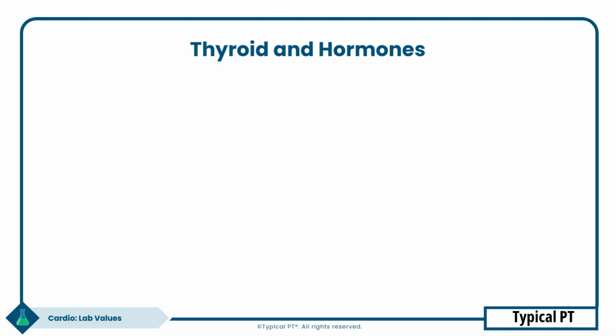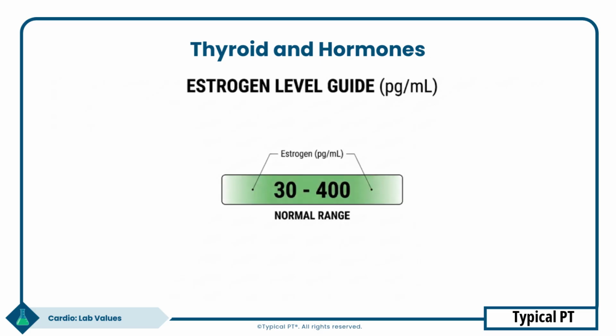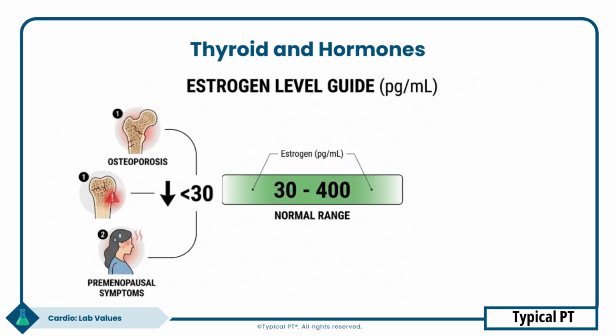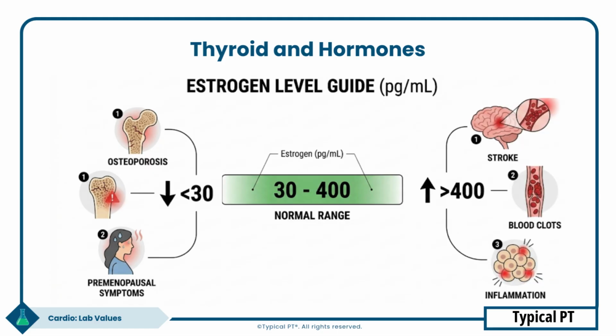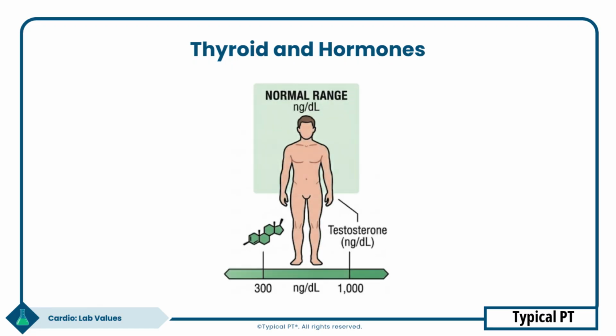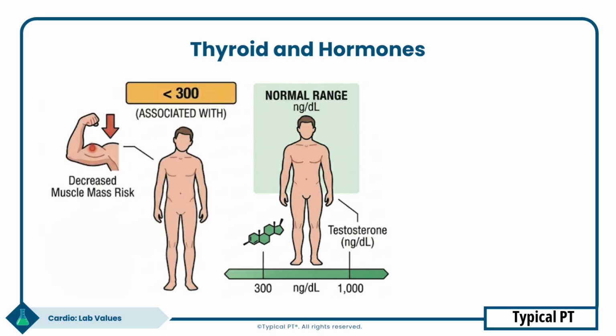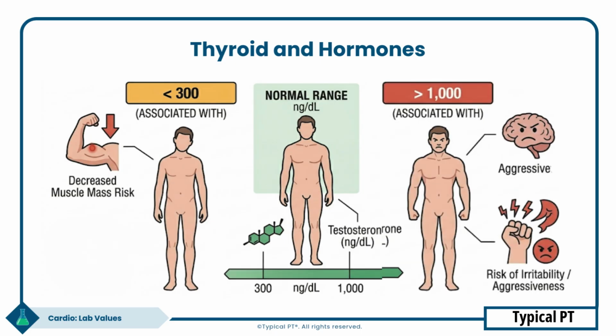Two other hormonal values to be aware of. Estrogen normal is 30 to 400 picograms per milliliter. Below 30 is associated with osteoporosis and premenopausal symptoms. Above 400 increases the risk of stroke, blood clots, and inflammation. Testosterone in men has a normal range of 300 to 1,000 nanograms per deciliter. Below 300 is associated with decreased muscle mass. Above 1,000 may cause irritability and aggressiveness.